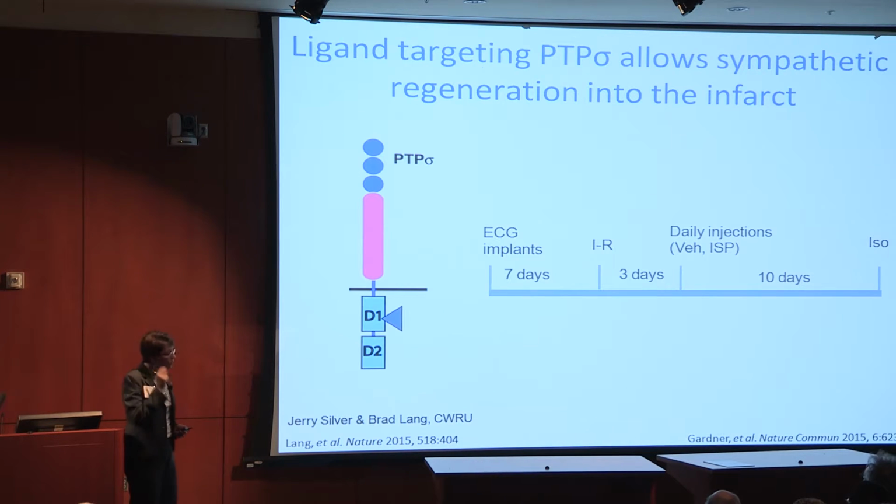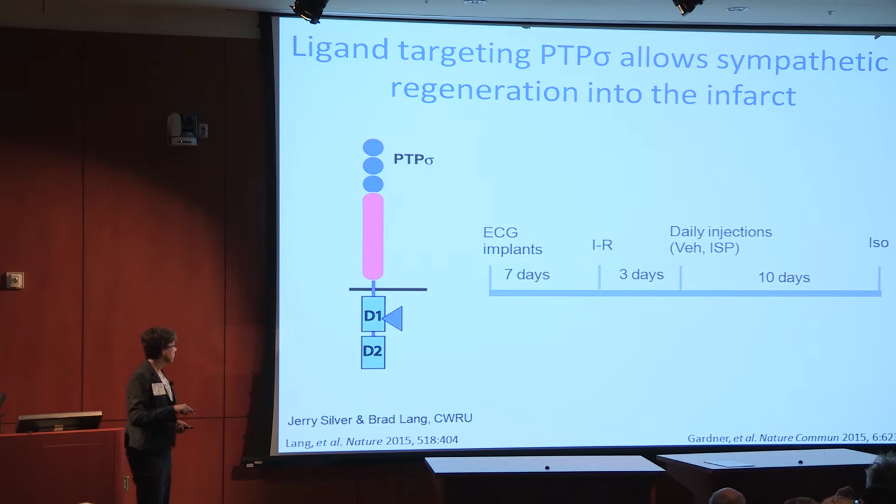Okay, so what we'd really like to do is be able to fix these nerves in a way that doesn't require knocking out a gene, because obviously, that's not going to be very relevant in humans. And also, even though PTP sigma is not expressed in cardiac myocytes, one is just always a little concerned with knockouts that there might be some off-target effect that you don't know about.